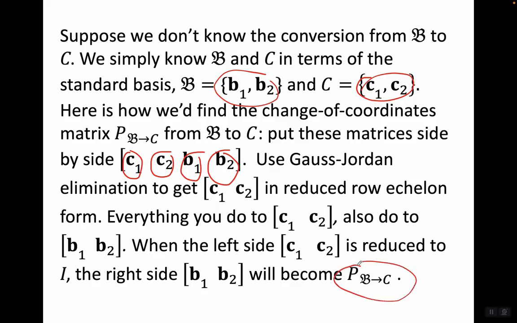We've seen something like this before. This is what we did. It's something very similar to what we did when we wanted to find the inverse of a matrix. We applied row operations to get the left side to be the identity matrix, and then the matrix on the right side was what we wanted.